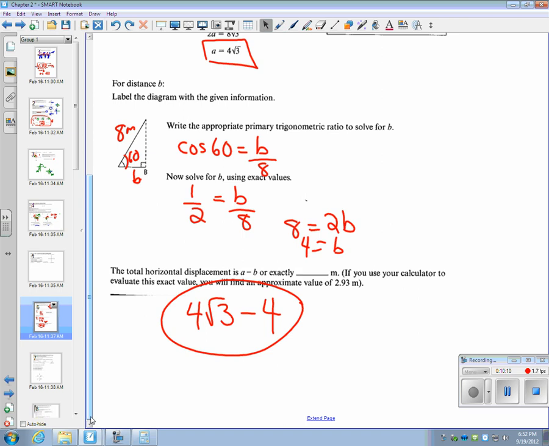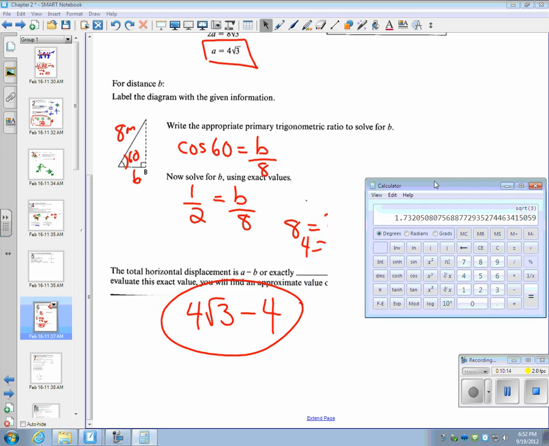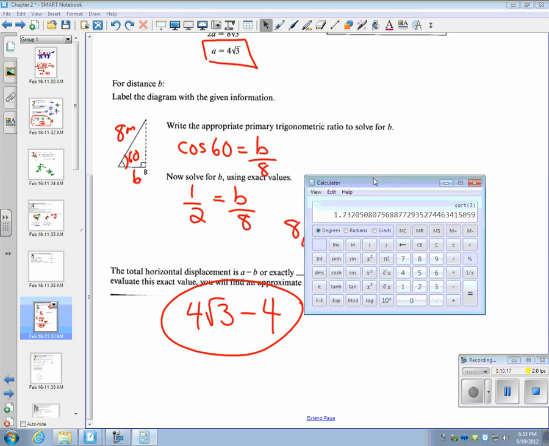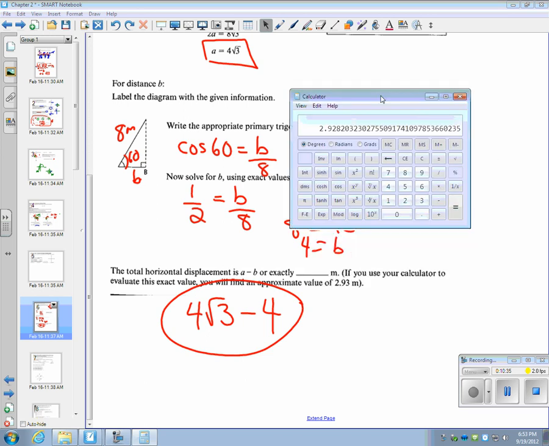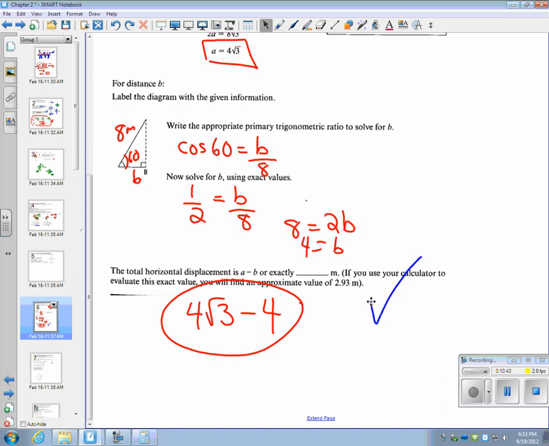But if you take your calculator and you go 4 root 3 minus 4, you would get approximately 2.93. Order of operations, you have to figure out how. I would probably do square root of 3 times 4, and then I would subtract 4 from it. That's my order of operations. 2.928. Yes, that's correct. Okay, so using exact values will help us solve problems.